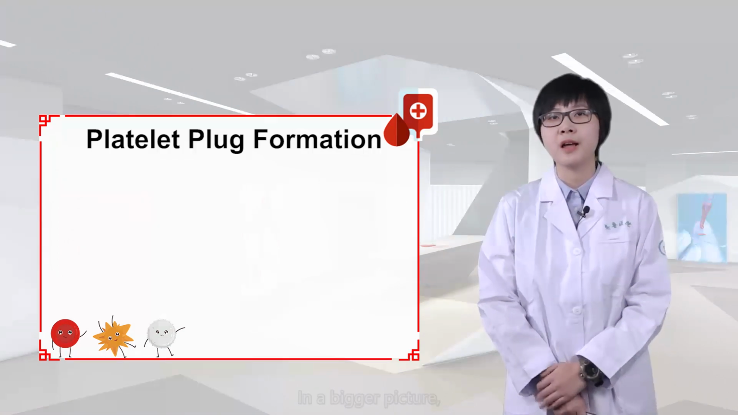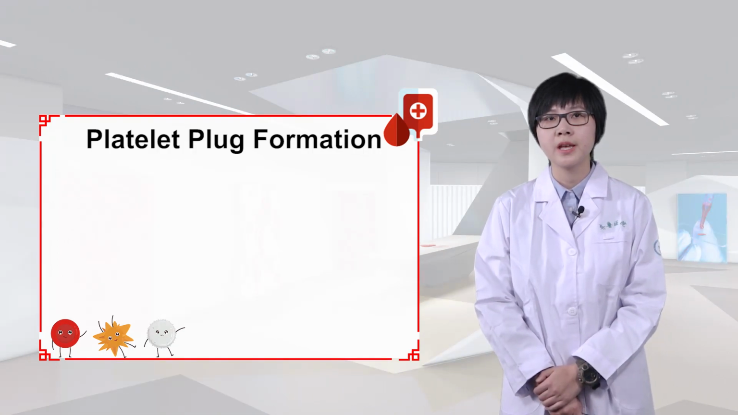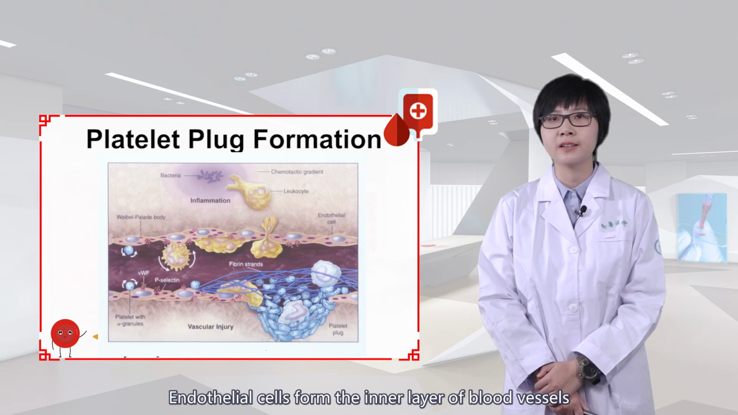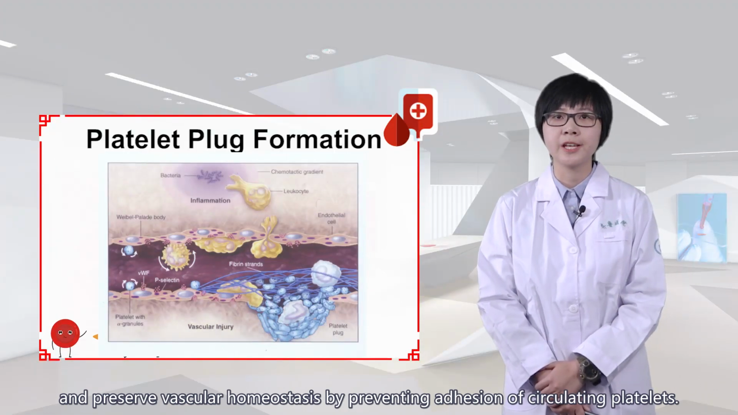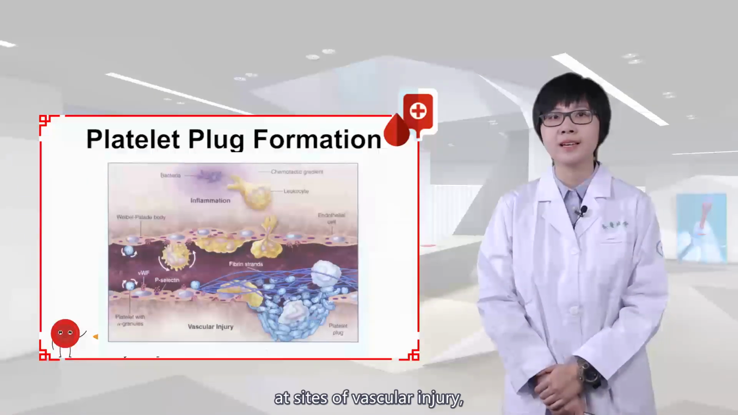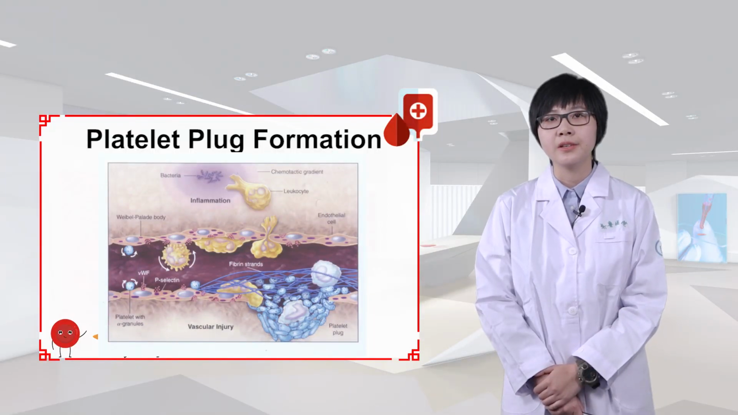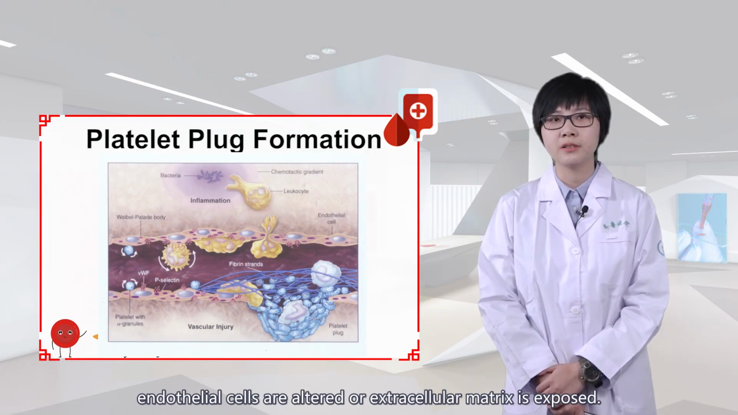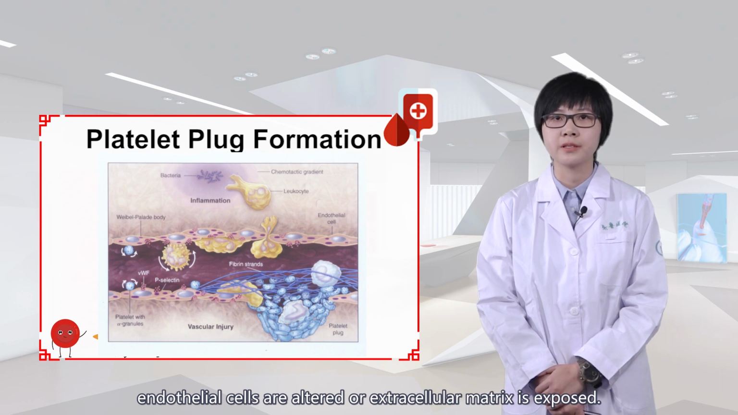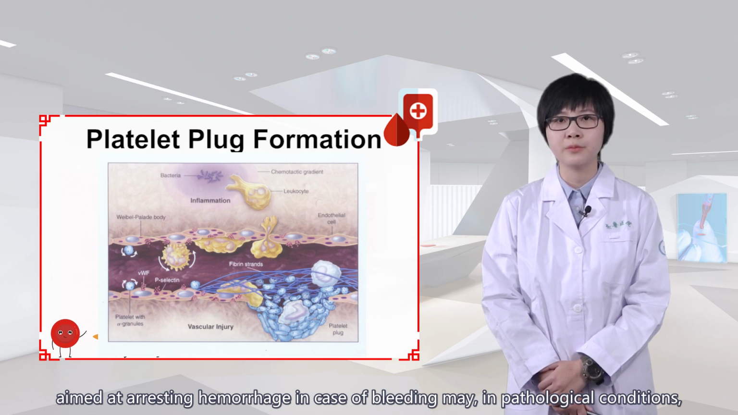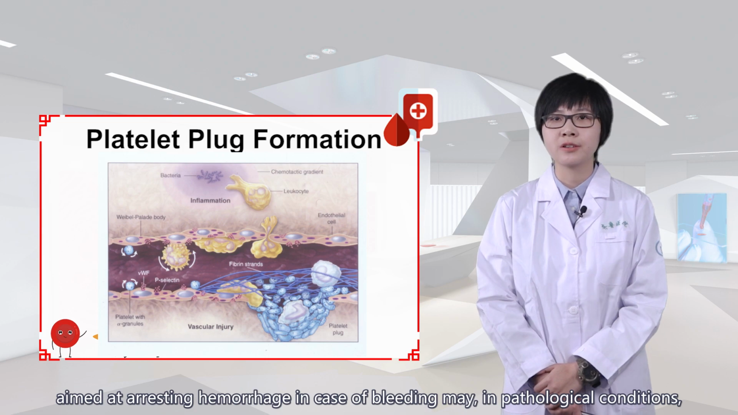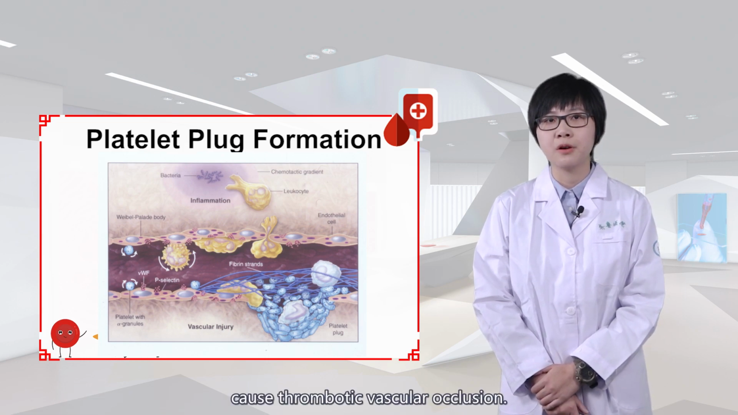In a bigger picture, how is platelet plaque formed? Endothelial cells form the inner layer of blood vessels and preserve vascular homeostasis by preventing adhesion of circulating platelets. However, as signs of vascular injury, endothelial cells are altered or extracellular matrix is exposed. This process, aimed at arresting hemorrhage in case of bleeding, may in pathological conditions cause thrombotic vascular occlusion.